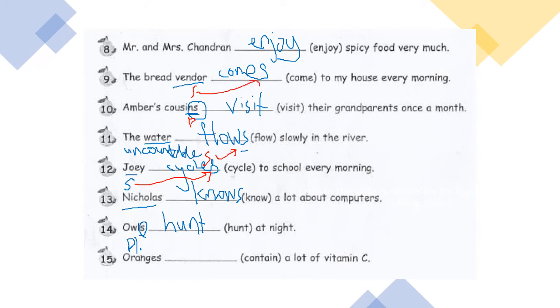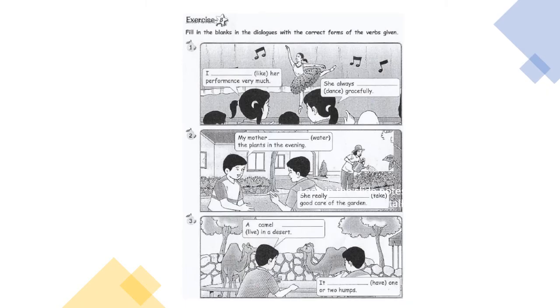So next, oranges, plural, right? Plural have S? No. So what is the answer? Same. Oranges contain a lot of vitamin C. Alright, let's move on. Last part: fill in the blanks in the dialogues with the correct forms of the verbs given.